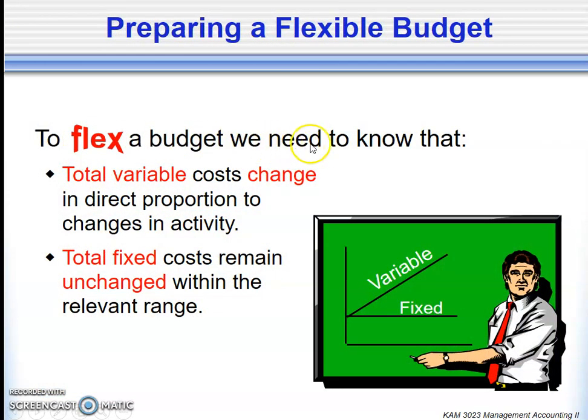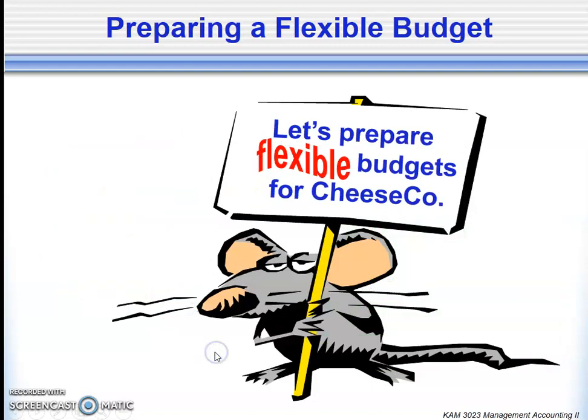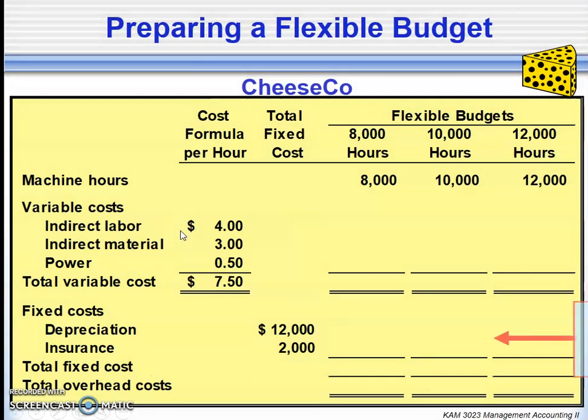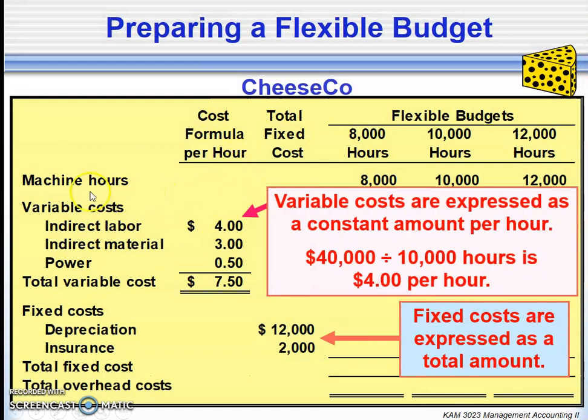To flex a budget, we need to know that total variable costs change in direct proportion to the changes in activity. So as the activity changes, the variable cost will change in direct proportion. Total fixed costs remain unchanged within the relevant range. So let's prepare the flexible budget. Machine hours, variable cost, total variable cost, fixed cost, and then at the end we will have the total overhead cost.